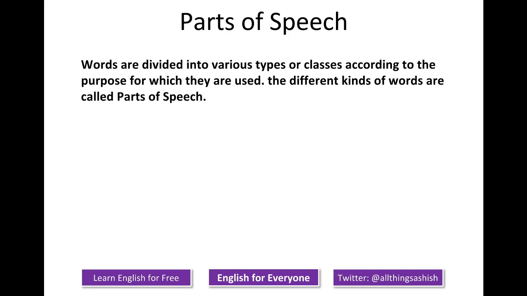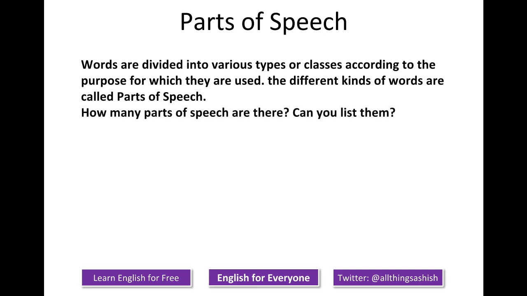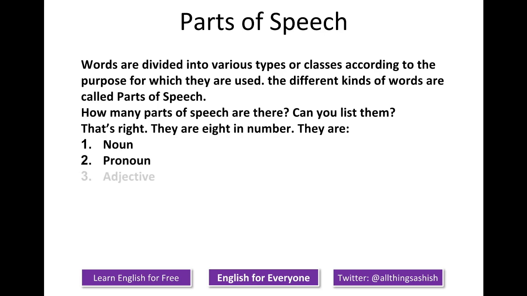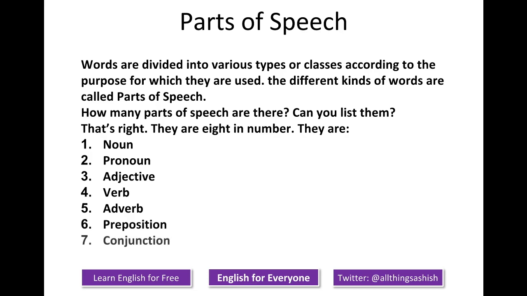So, words are divided into various types or classes according to the purpose for which they are used. The different kinds of words are called parts of speech. Now, how many parts of speech are there? Can you list them before I spill the beans? That's right, there are 8 in number. They are noun, pronoun, adjective, verb, adverb, preposition, conjunction, and interjection.